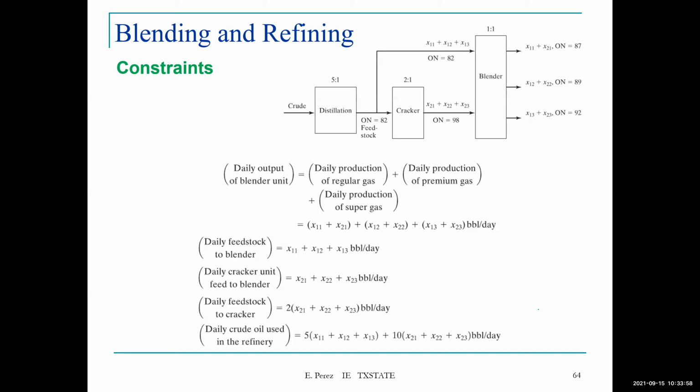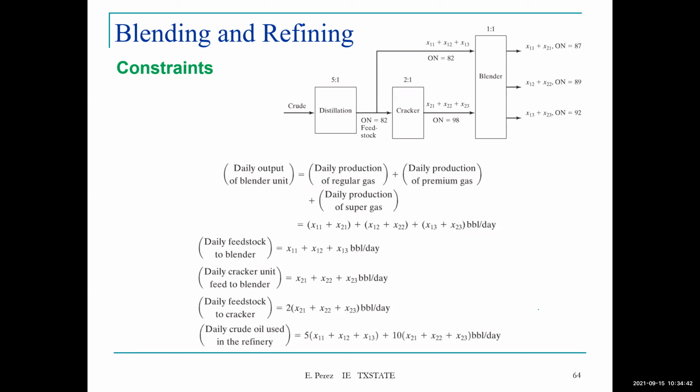If you decide not to use the cracker and send it directly to the blender, then you get ON82 from the distillation straight to the blender. You can get a 1:1 ratio for the barrels, and here you will get an ON82 product. Okay, so the difference between this source and this source is that this one goes straight to the blender, and this one gives you the ON98 to the blender. So the ON98 basically is allowing you to get the super premium gasoline and so on.